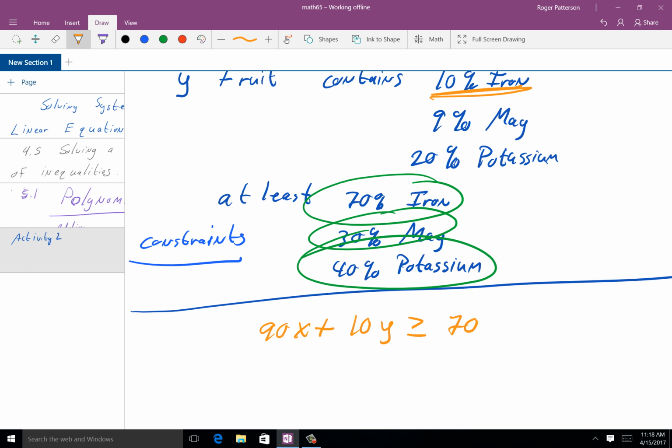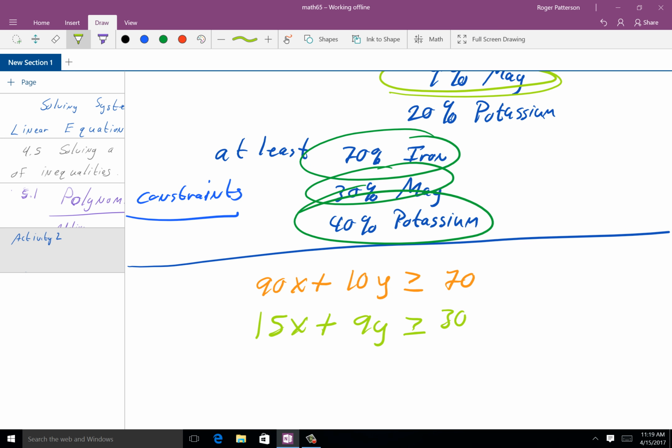Let's go with this light green here. So now we'll go magnesium. That's magnesium there and magnesium here. So this one's going to be 15x for the cereal, plus I get 9 from the fruit, so 9y is greater than or equal to 30%, which I need. See there, I would have to have more than one serving because 15 plus 9 is 24, and I'm about 6 shy of reaching that 30%.